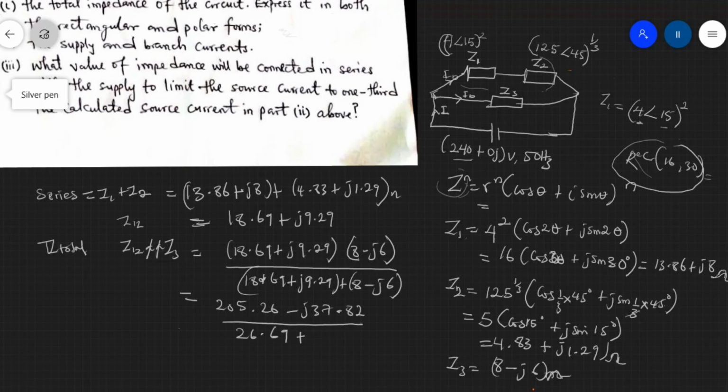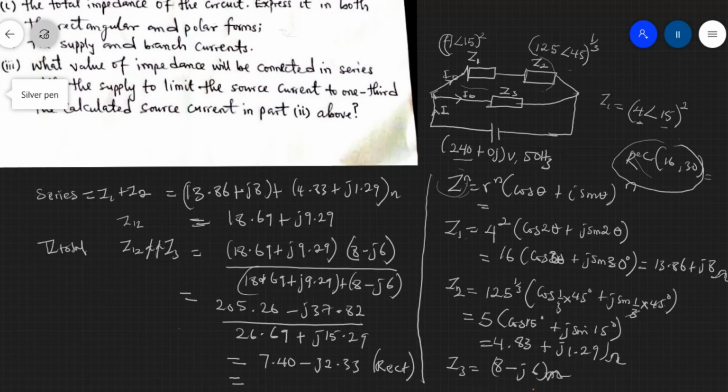26.69 plus j15.29. If you further divide it, it breaks down to 7.40 minus j2.33. This is in rectangular form. Let me distinguish it so you don't mix them up: this is in rect form. Now I can convert this to polar form by pressing the calculator.